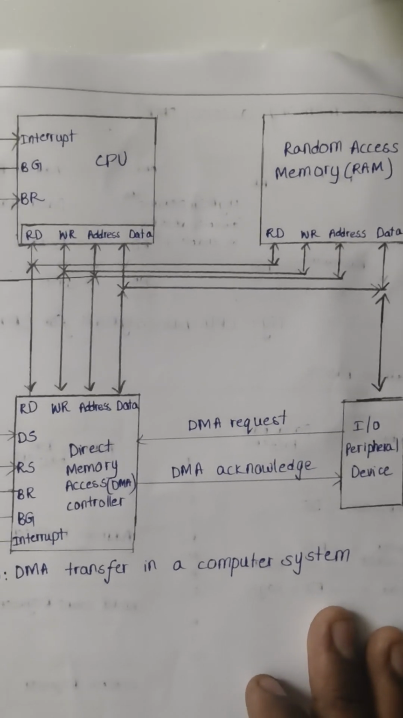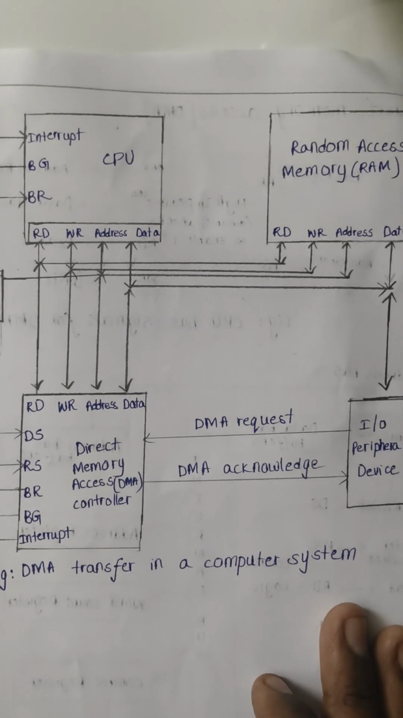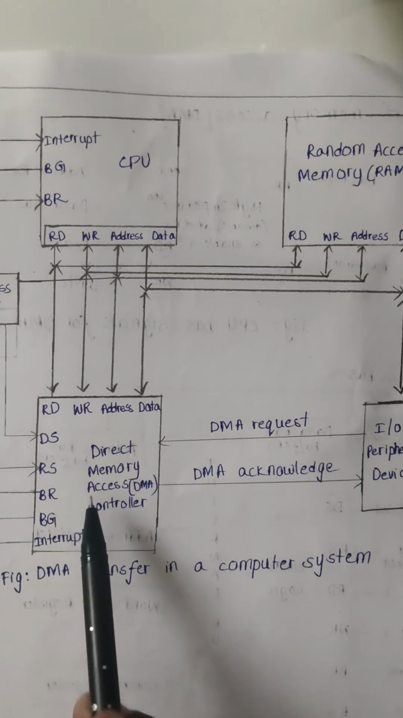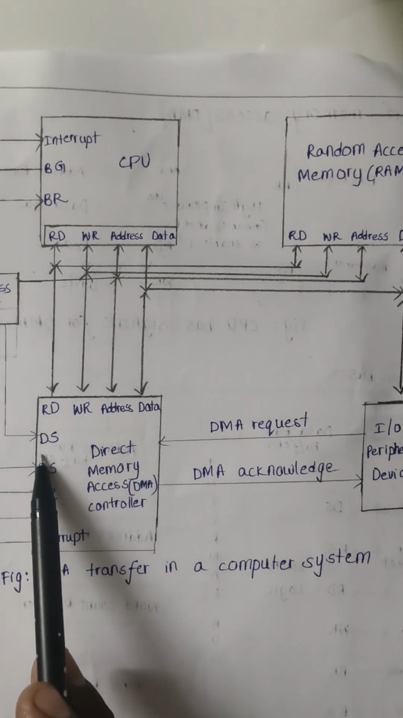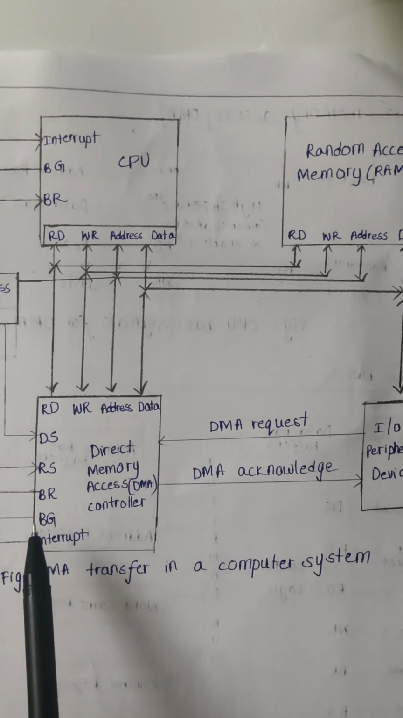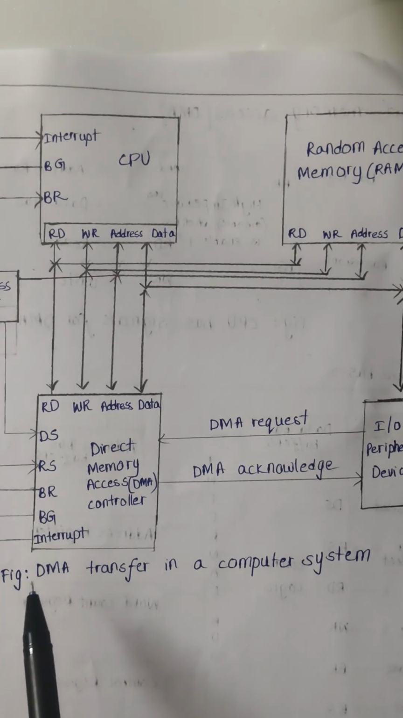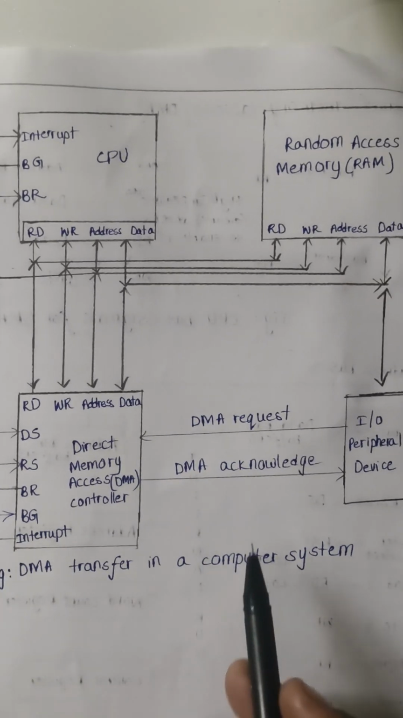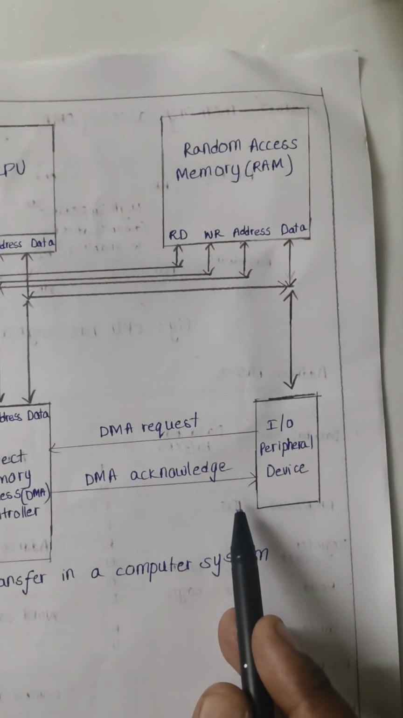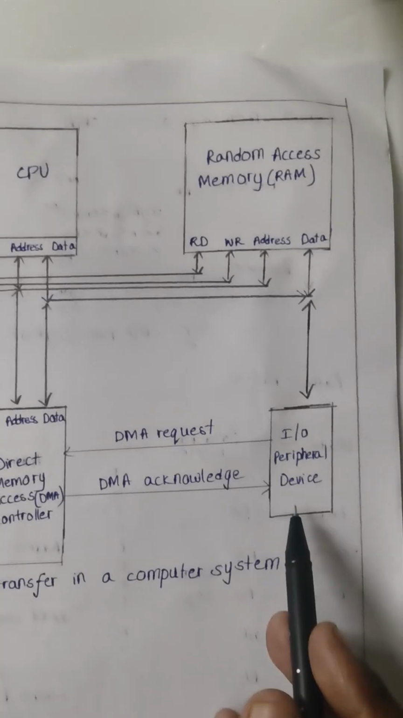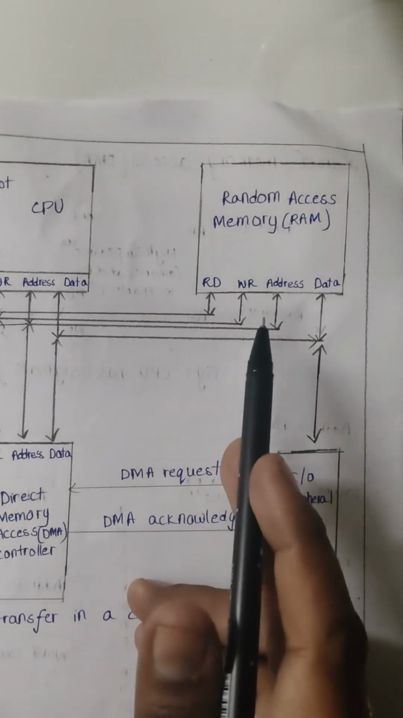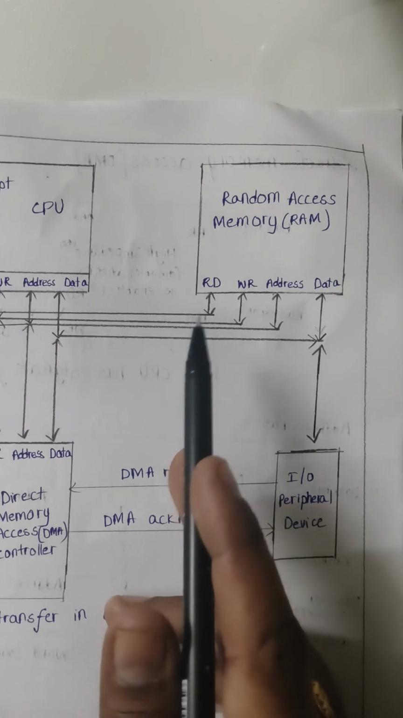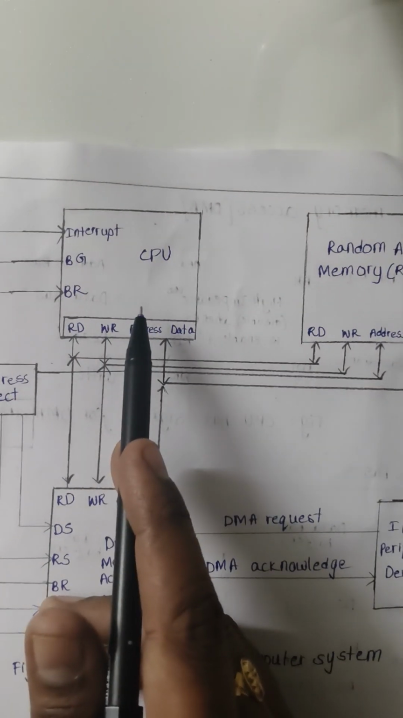Now we will see the DMA transfer in a computer system. So this is the DMA controller that we saw earlier. It consists of DMA select, register select, bus request, bus grant, and interrupt. Then there are the DMA request signal and DMA acknowledge signal to the input output devices. It is directly connected to the random access memory, which is going to store or give the information, and here is the CPU.